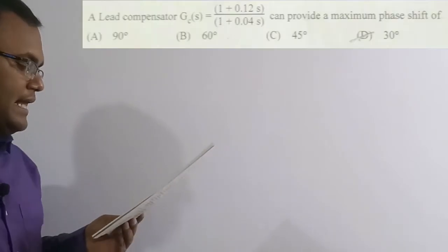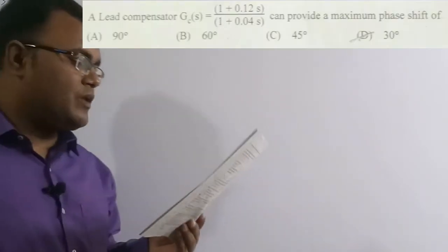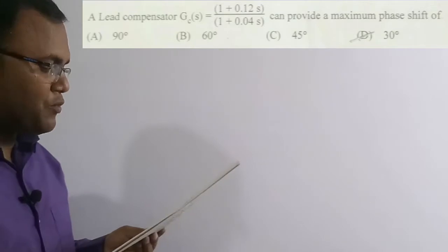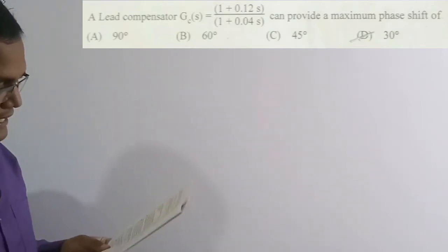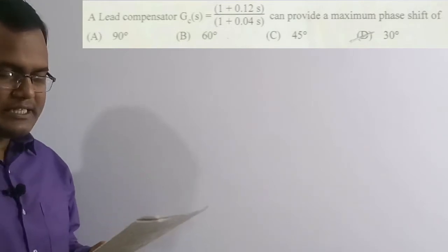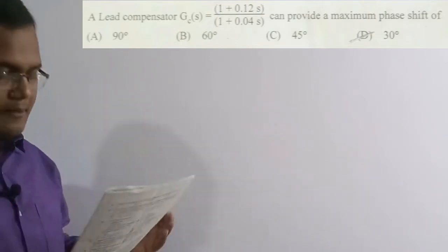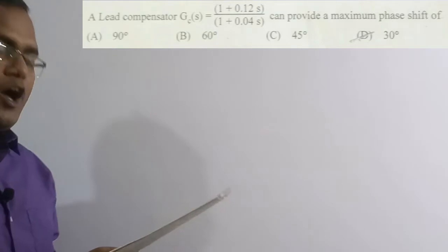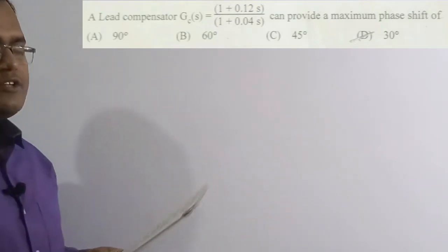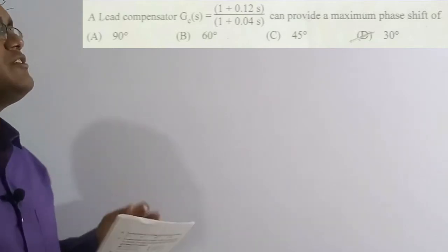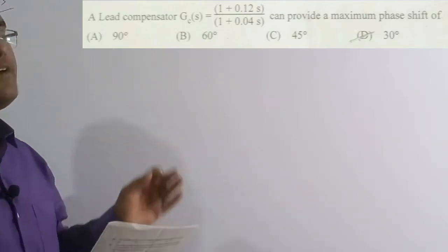So now we are going to solve the 43rd question. See the question here. A lead compensator Gc(s) equal to (1 plus 0.12s) by (1 plus 0.04s) can provide a maximum phase shift of. So here it is a lead compensator. Now we need to find the maximum phase shift provided by this compensator. Option A 90 degrees, option B 60 degrees, option C 45 degrees, option D 30 degrees. Out of the four options, option D, 30 degrees, is the correct solution. So let's discuss some more facts about this.